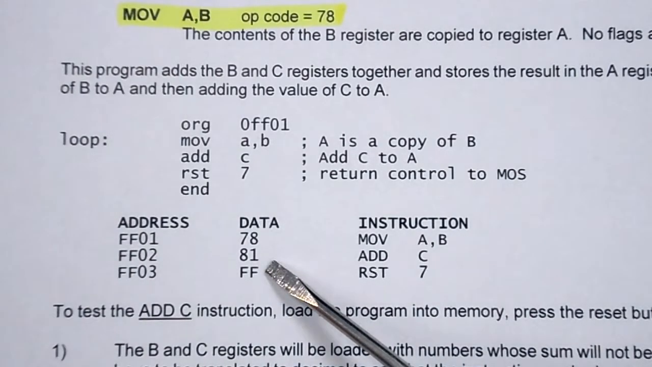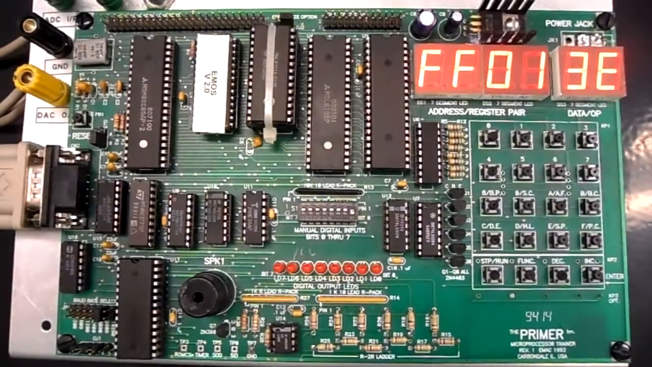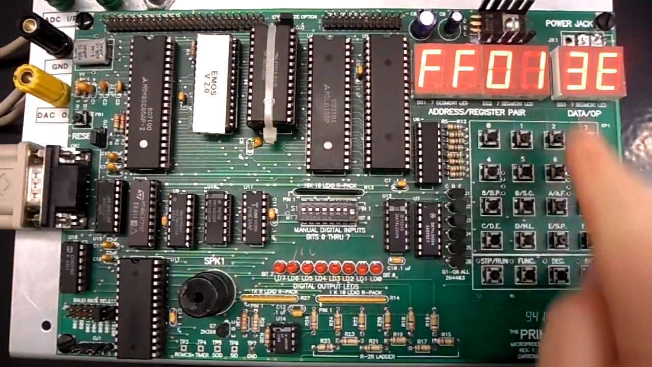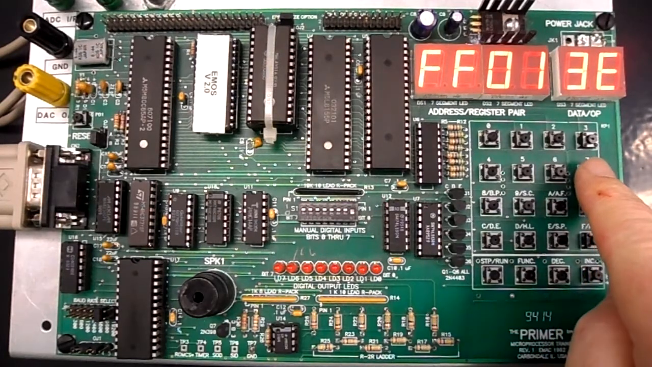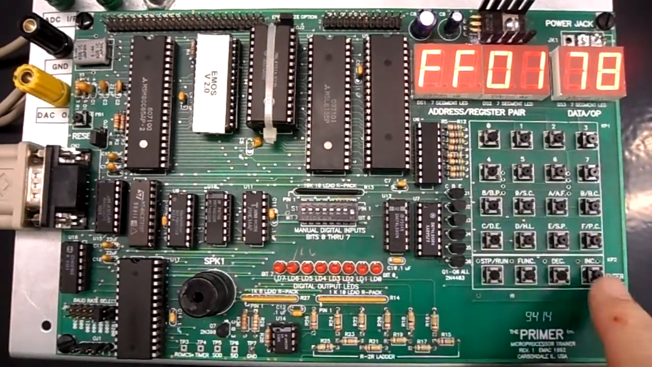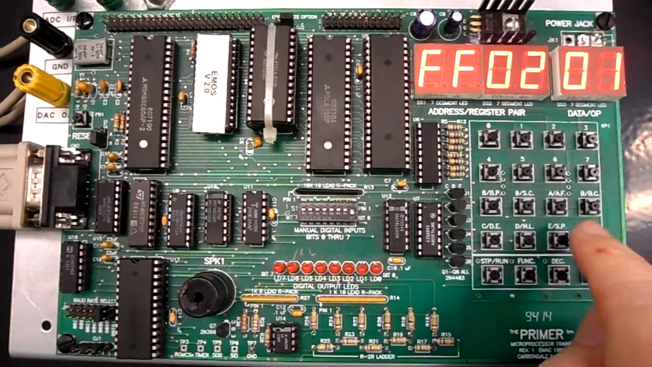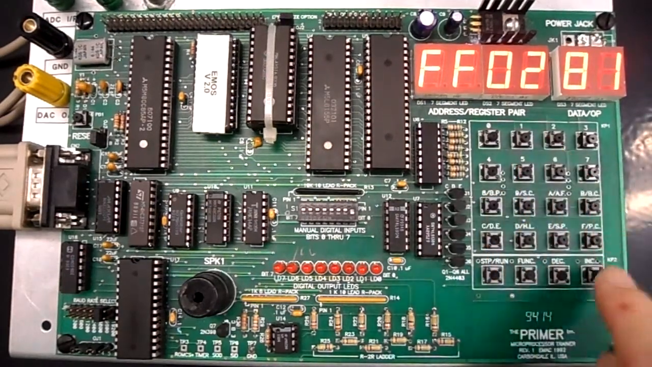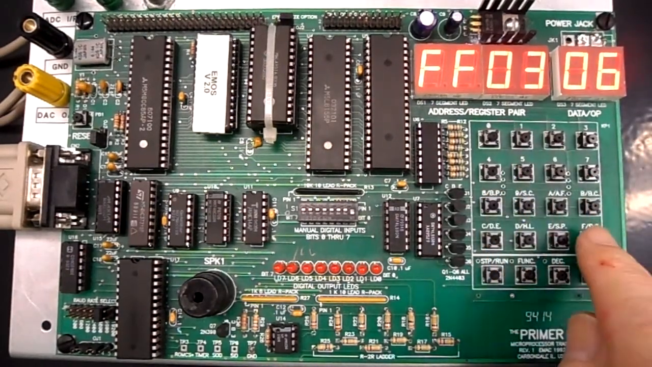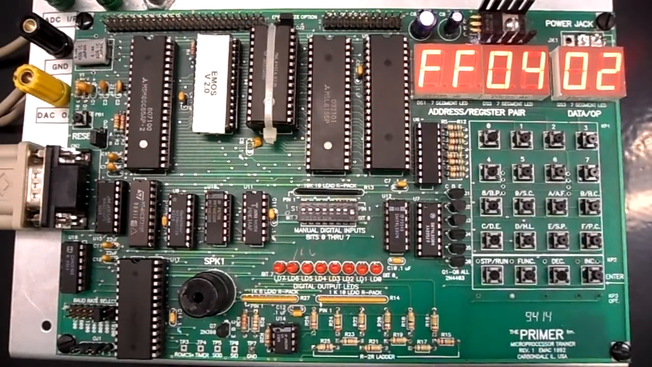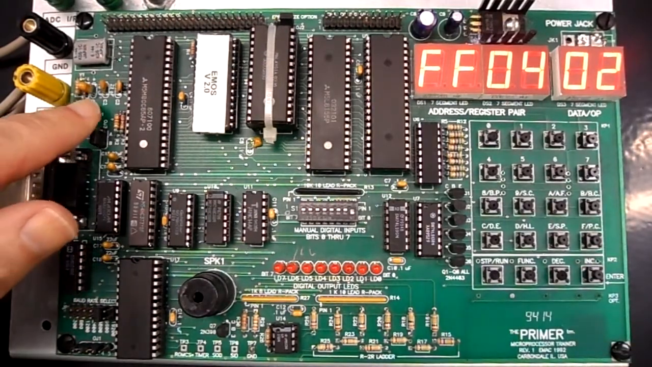So this should be a fairly short program to enter into the Primer Trainer. To enter the program into the Primer Trainer, starting at FF01, I'm going to type in 7, 8, increment, 8, 1, increment, FF, increment. And then I'm going to hit the reset key.